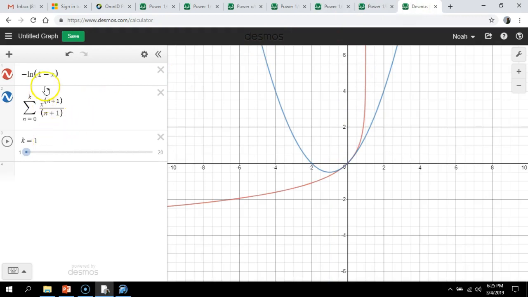So, as we increase our k here, notice we have the negative natural log of 1 minus x graphed here. Negative is going to flip it over the x-axis, that's why it's kind of looking upside down. And the 1 minus x flipped it over the y-axis as well, and shifted it to the right. As we graph our sigma here and start to increase our degree, notice once again, really great job of approximating our function between negative 1 and 1.